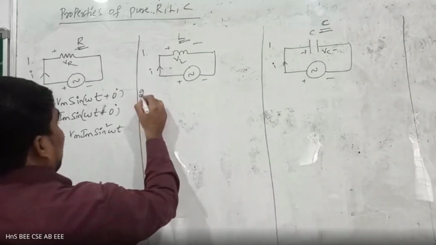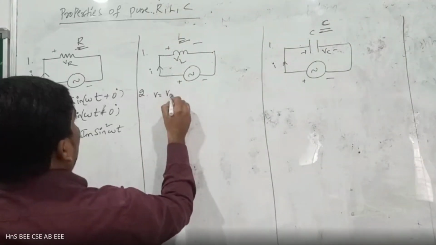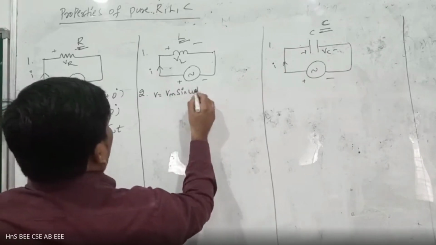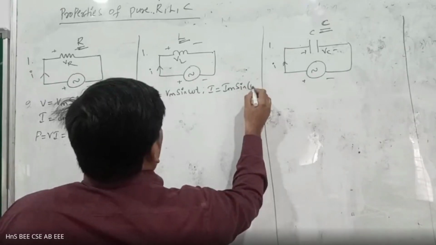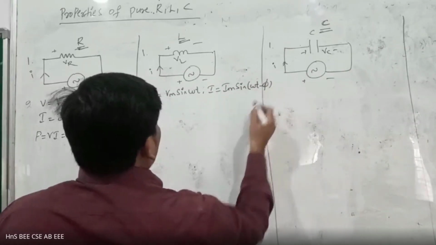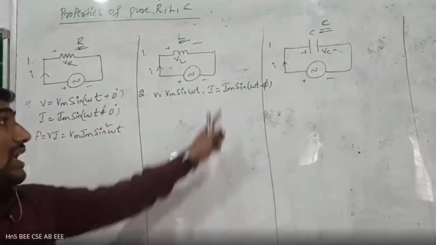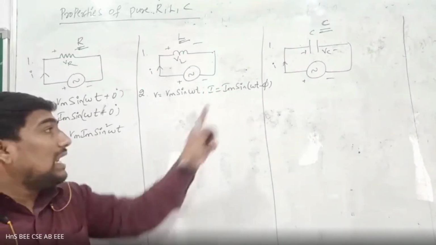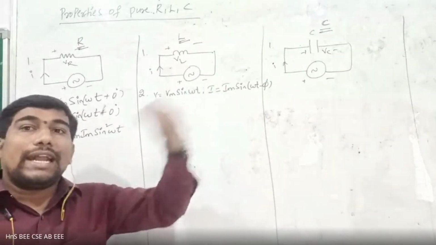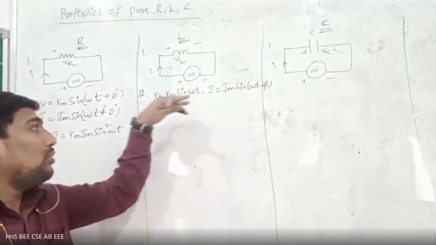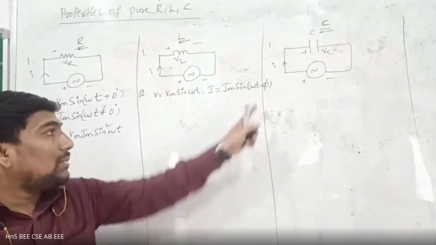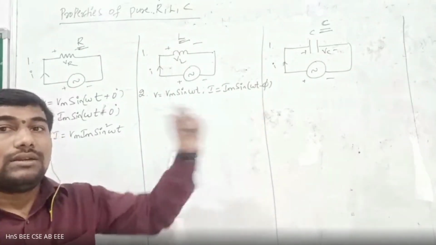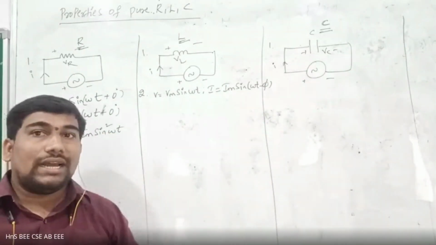Now coming to the second point, for the inductor: V equal to Vm sine omega t and I equal to Im sine omega t minus pi by 2. We have a negative angle for the current. Why? Because it is the lagging part. Lagging is nothing but the current has the negative angle, and the voltage is the positive part in our pure inductor. You can write minus 90 degrees also, no issue.